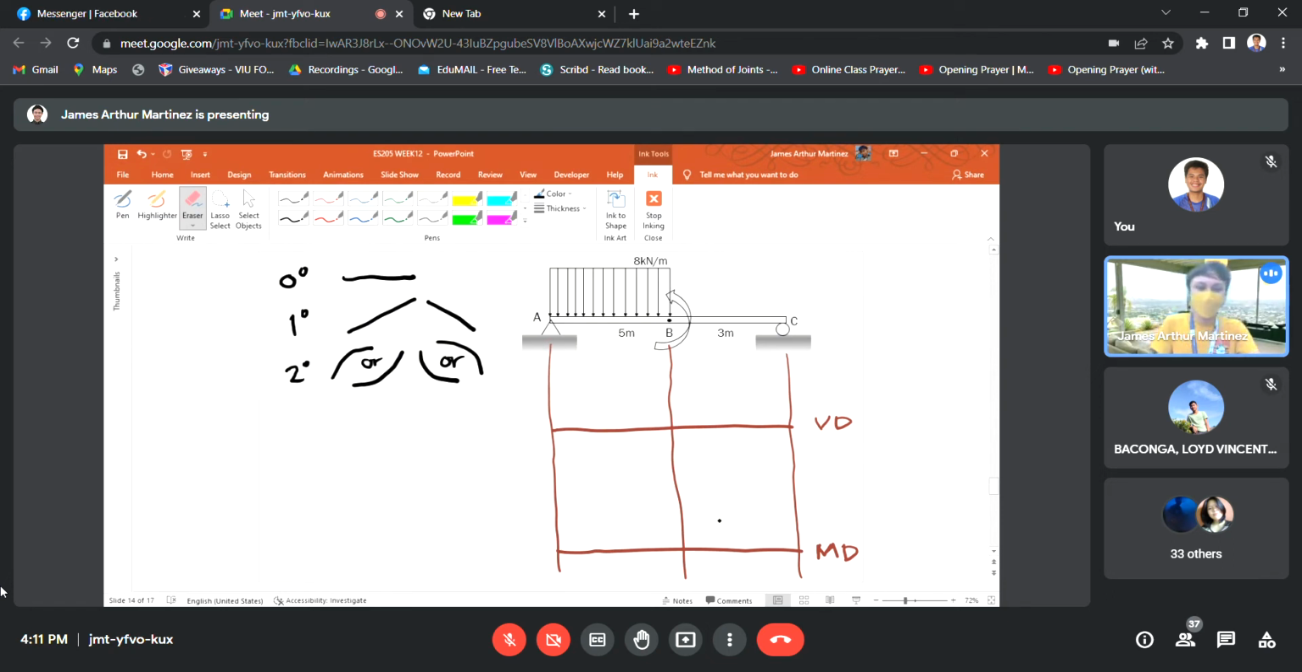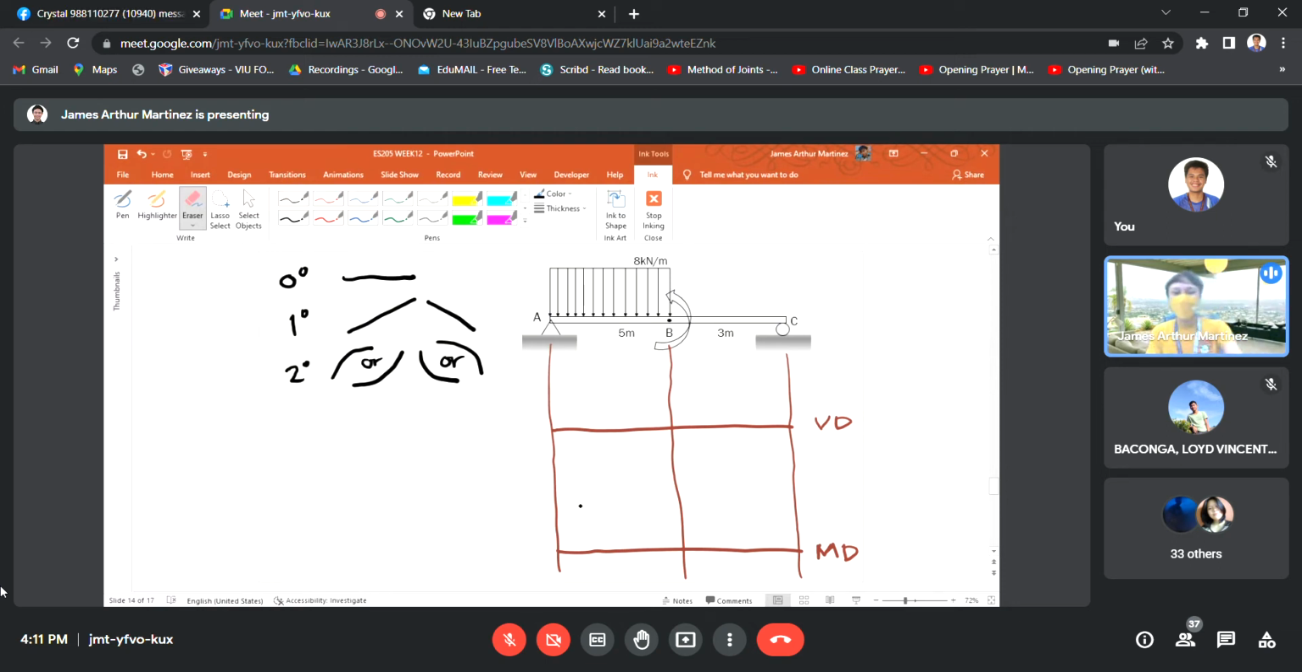Okay? So actually, daghan og convention as to how to plot the shear and moment diagram. But sige lang, later I will also introduce an easier method to determine the graph sa ato ang shear and moment diagram.